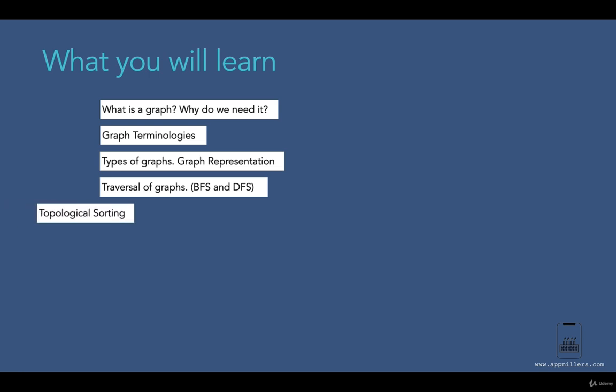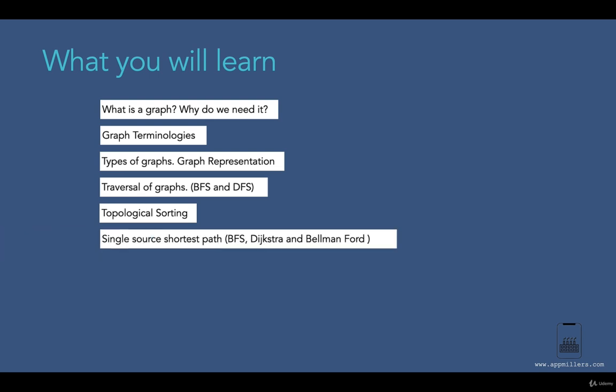Then we will learn a sorting problem which is called topological sort. And the next topic will be classical problem called single source shortest path. And there we will see three ways of solving this problem, which are BFS, Dijkstra's algorithm, and Bellman-Ford algorithm.